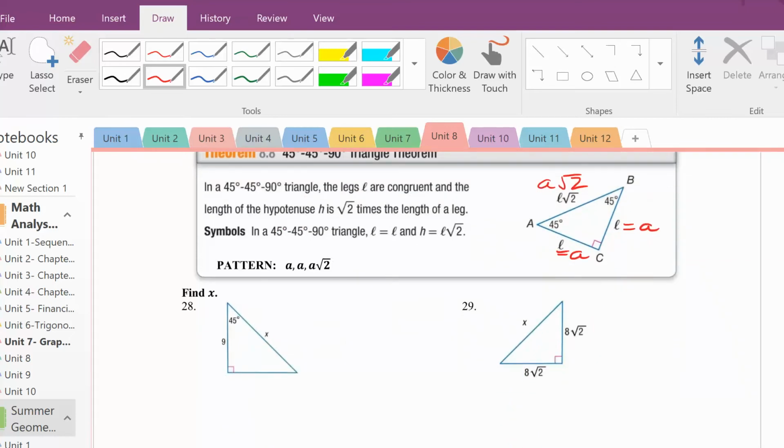So if you have a 45-45-90 and you know one of the legs, right, because 9 is a leg, then the hypotenuse is A rad 2. So since A is 9, that's equal to 9 square root of 2.